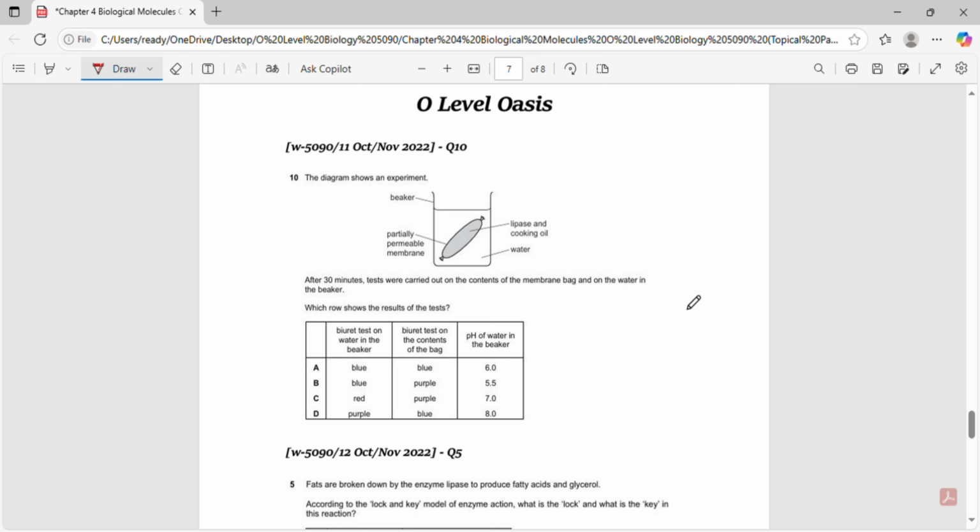through the membrane. The table provided in the question shows different test results. Row B correctly matches all predictions. The Biuret test on the water is blue, no protein. The Biuret test on the contents of the bag is purple, protein present, and the pH of the water is acidic, 5.5, due to the presence of fatty acids.